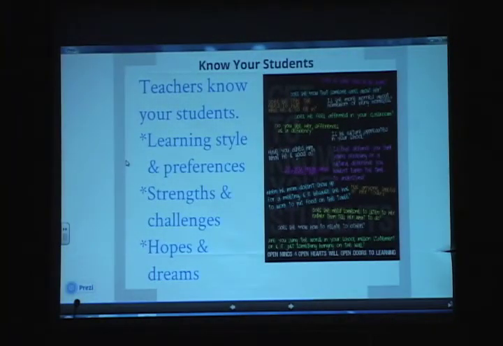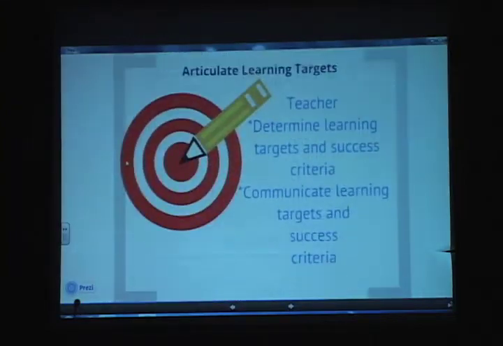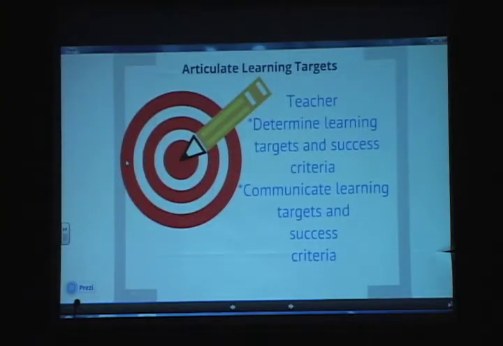Knowing your students, so there are certainly their learning styles, etc., but also their hopes and dreams. Who is this child walking in the door? What happened last night? Did they have a good basketball game the night before? Did something happen to their cat? We need to know our students and need to be part of their lives, and they're going to open up and they're going to learn for us. Articulating learning targets, again, I just said that. Determine the targets and the success criteria and communicate both as well.